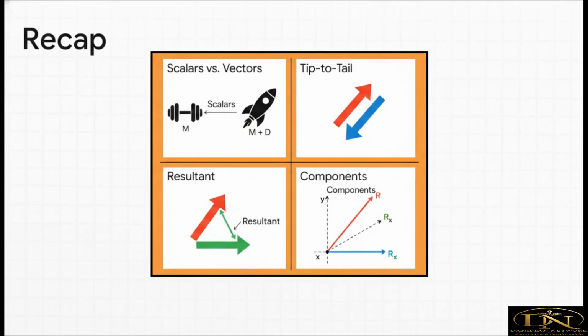So let's pull all of this together. We started with the one core idea. Scalars are just numbers, but vectors have both magnitude and direction. We learned how to draw them as arrows and add them up tip to tail to find the resultant vector. And most powerfully, we saw how we can take any vector and resolve it into its perpendicular components using just a little bit of trigonometry. This is the fundamental toolkit you need for working with forces, velocities, and so much more in physics.